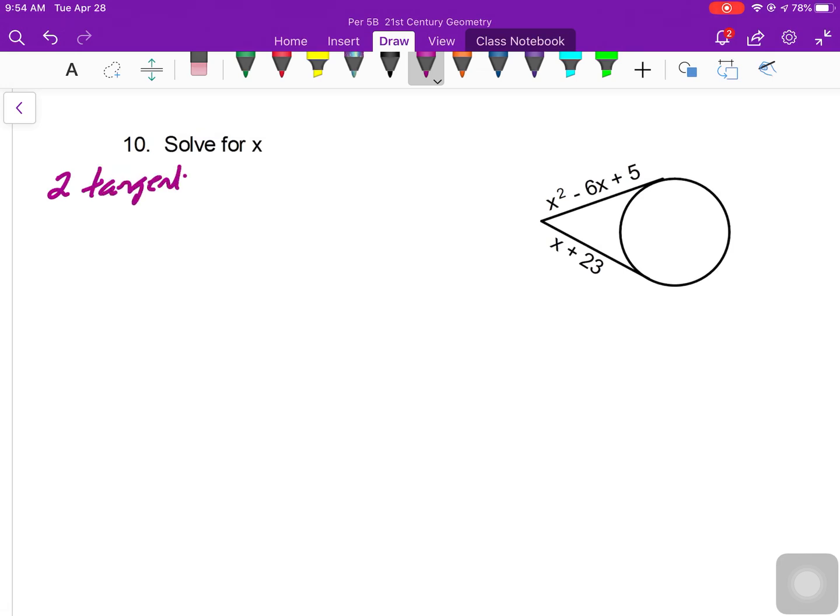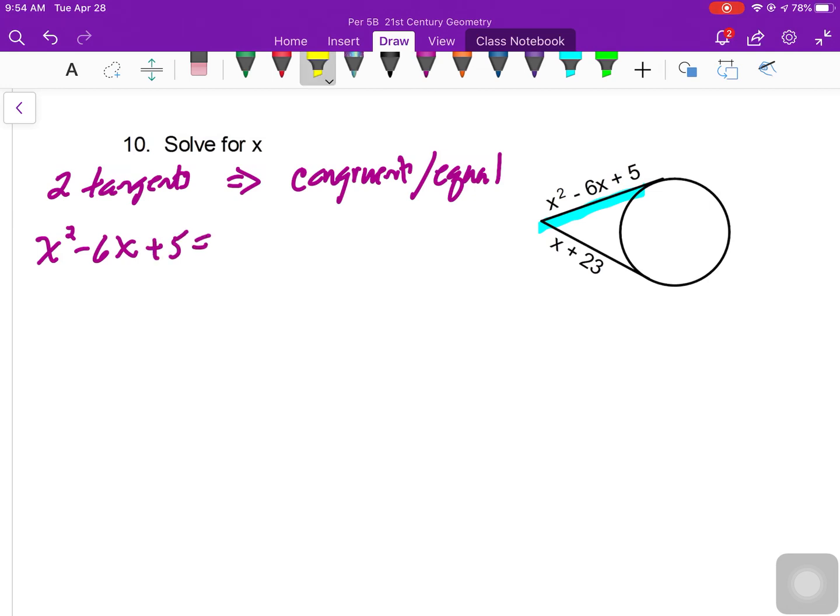This is another one where we have two tangents, so they will be congruent or equal. The blue one, this top one, x squared minus 6x plus 5 will equal the bottom one, the yellow one, x plus 23. And now comes the algebra. We'll have to move the x over, we'll have to move the 23 over. That will give me x squared minus 7x, and then negative 18.